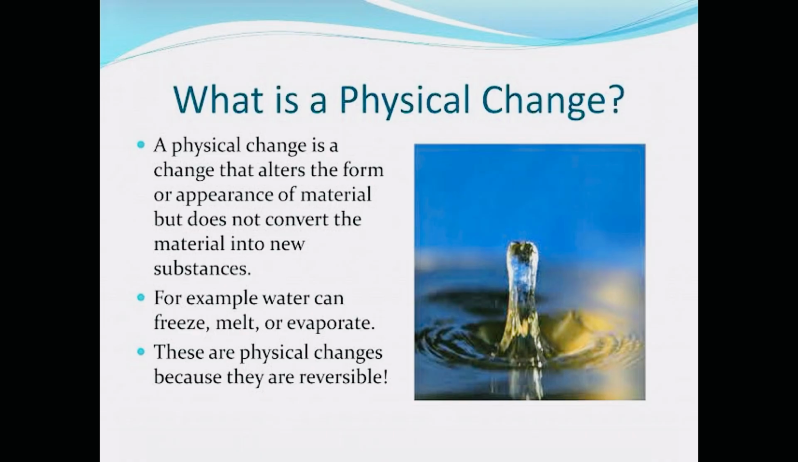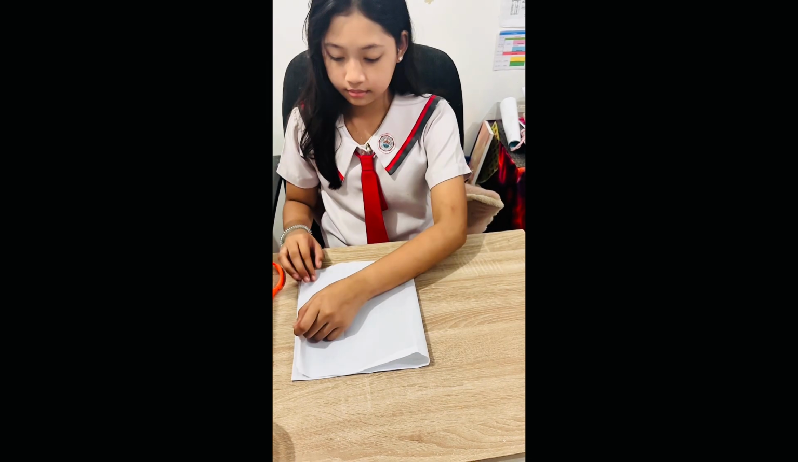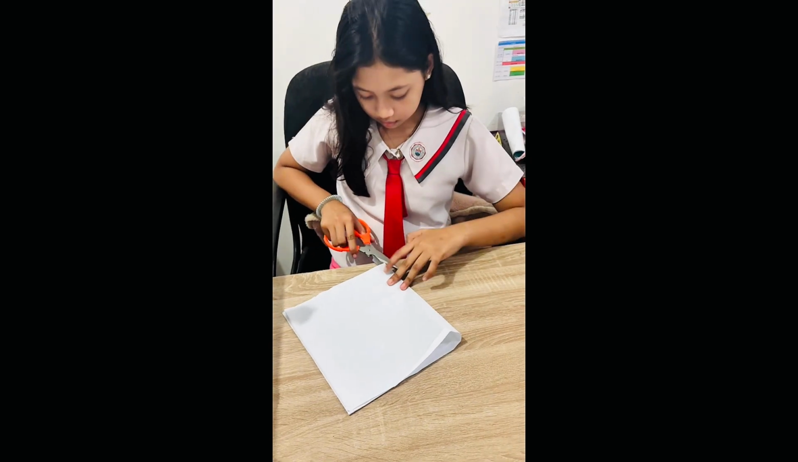What is a physical change? A physical change is a change that alters the form or appearance of a material but does not convert the material into a new substance. For example, water can freeze, melt, or evaporate. These are physical changes because they are reversible. Here are the examples of physical change.